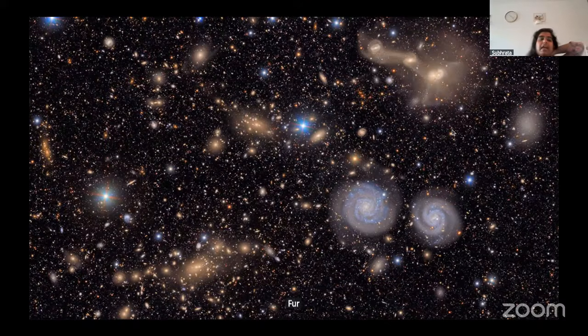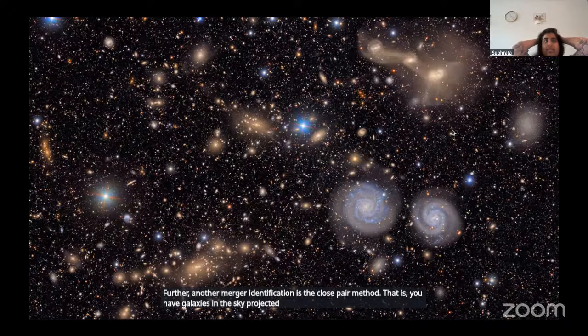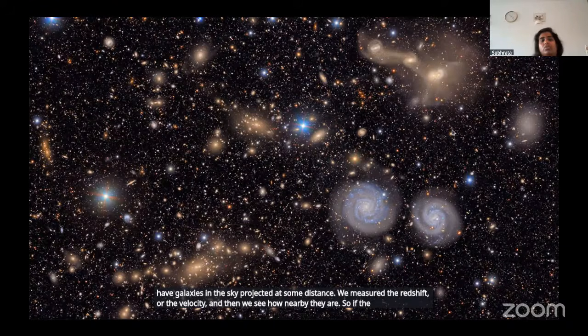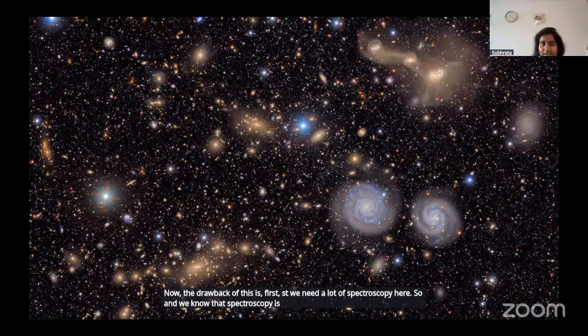Another merger identification method is the close pair method. You have galaxies projected on the sky at some distance. We measure the redshift or the velocity and see how near they are. If the galaxies are close on the sky, within 20 to 50 kiloparsec, we say these are potential merger candidates. The drawback is, first, we need a lot of spectroscopy, and we know that spectroscopy is very difficult to get.